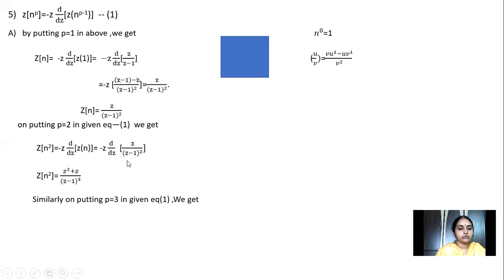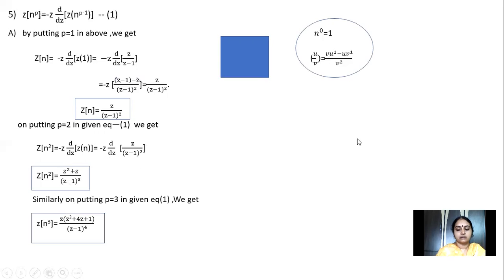That means you differentiate and simplify, you will get (z square plus z) by (z minus 1) whole cube. Similarly, put p equal to 3, Z of n cube equals 2 times, here differentiate this one and then simplify, you will get this. Okay, this is the Z of n and Z of n square formulas.